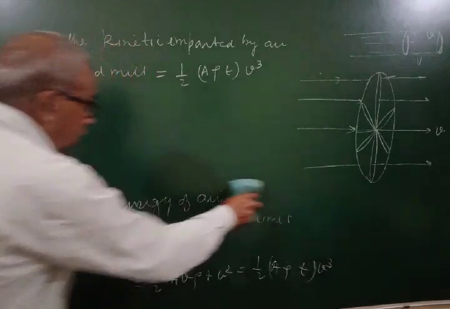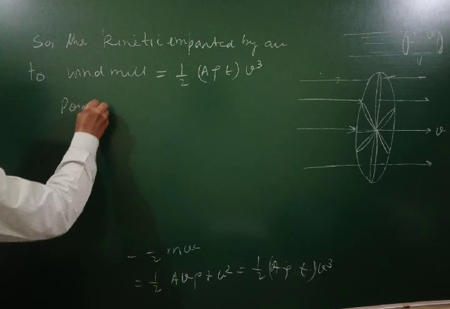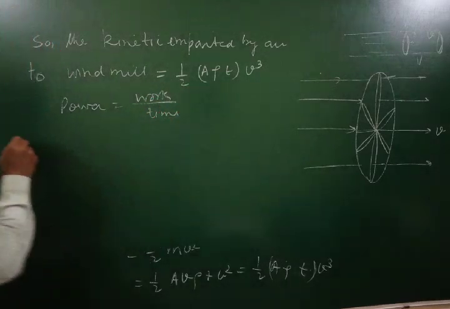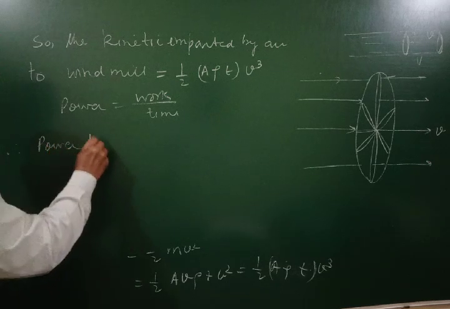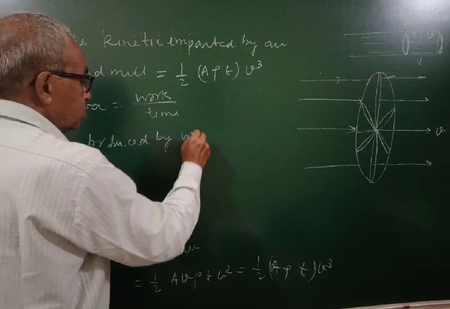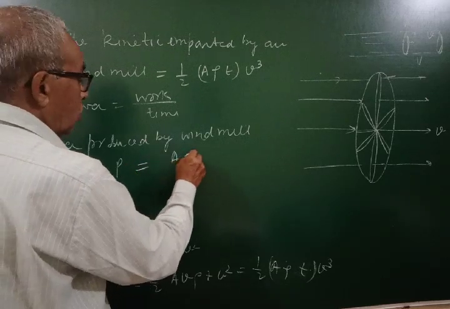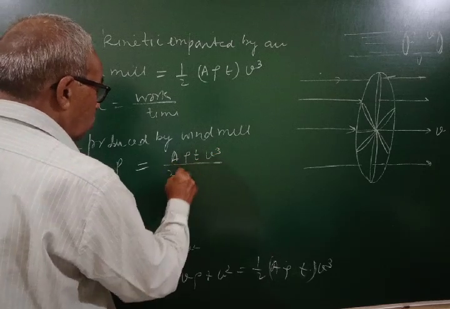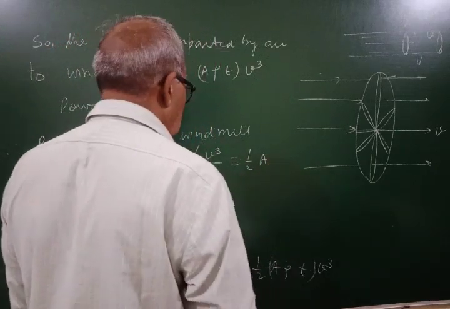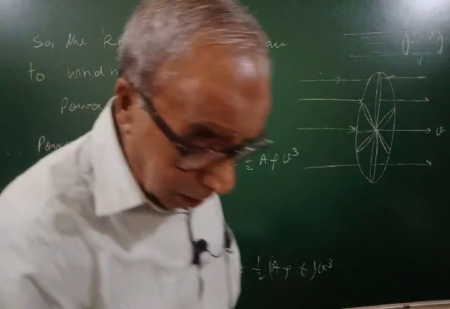So the power produced by the windmill: we know power equals work upon time, and the work obtained is in the form of energy here. So the power produced by the windmill equals A rho t V cube upon 2t. So it is half A rho V cube. This is the power produced by the windmill.